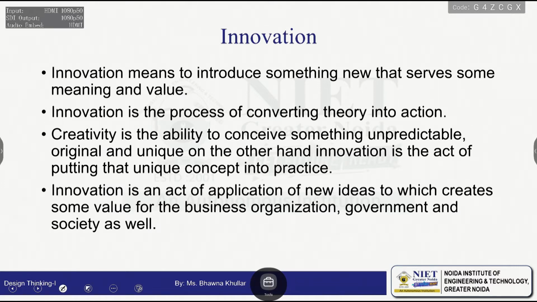Now the next topic is creativity and innovation. Now we talk about innovation. Innovation means to introduce something new that serves some meaning and value. In creativity, we only think, that means there is no cost of thinking, no risk of thinking. But in innovation, we introduce the product which we talked about in creativity.